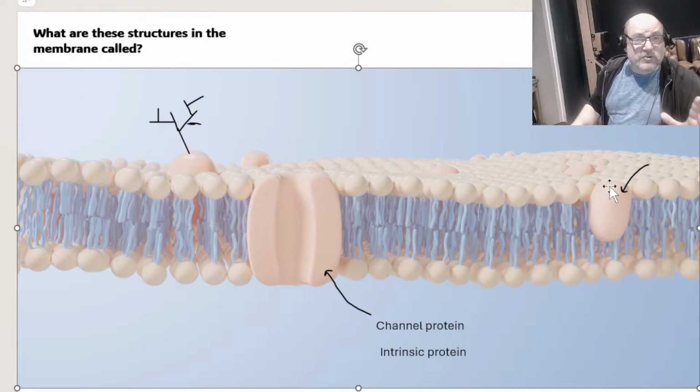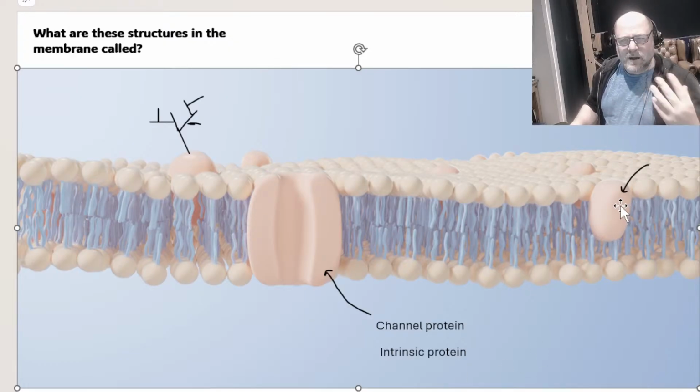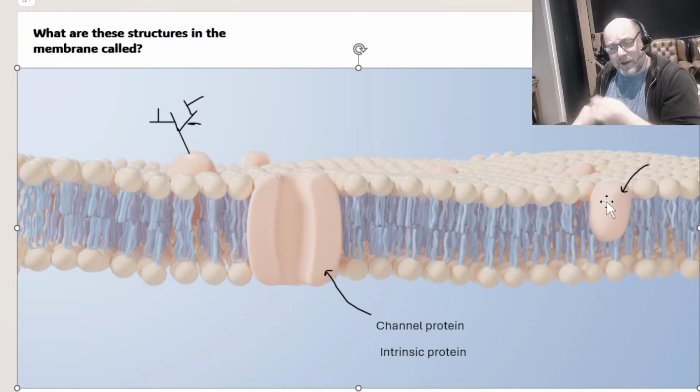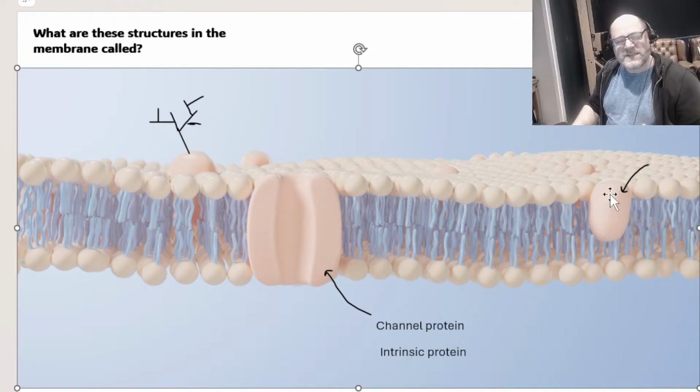Then you've got extrinsic. This could be called an extrinsic, I can't even pronounce it, or peripheral protein, meaning it's on the outside only, or only on the exterior. So only sticking out one side of the cell. We could call that an extrinsic protein.